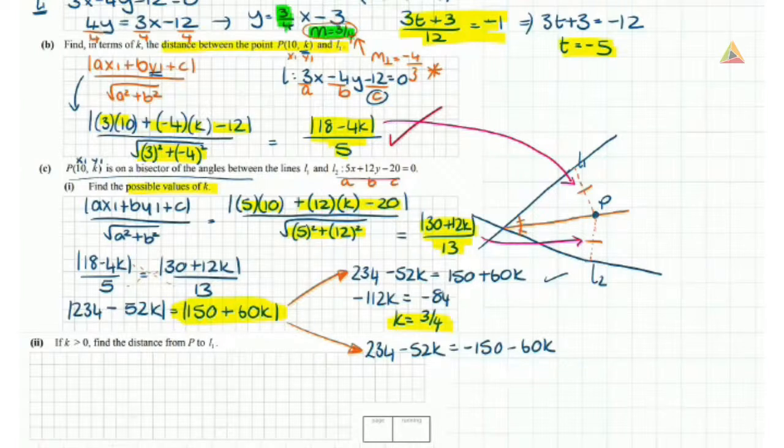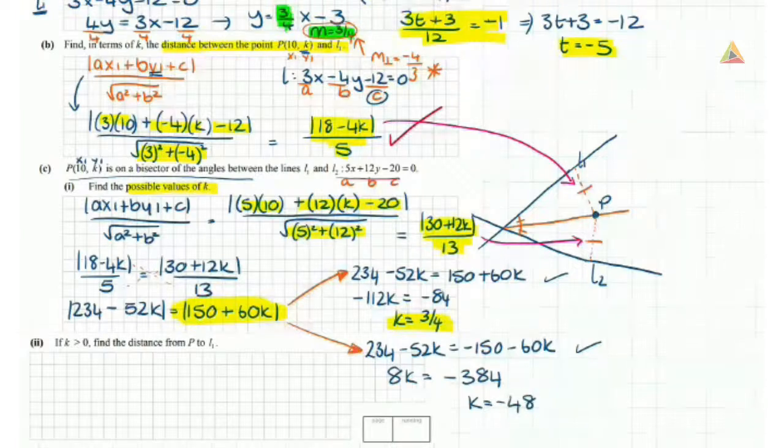And in the second equation, so this one down here, when we add 60k to both sides, we end up getting 8k at the left-hand side. And when we subtract 234 from both sides, we end up getting minus 384 at the right. So your k ends up to be minus 48 is your second answer there, as we expected. So my writing is quite big here, that's why I've run out of space, but yeah, you should be fine, I think.